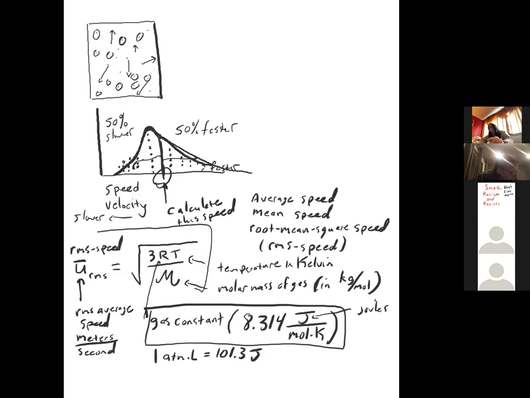There are a couple of details about this equation you need to be really careful with. One is the molar mass needs to be in kilograms per mole, and the gas constant needs to be 8.314 joules per mole Kelvin. And then that pretty much will give you the answer. That equation is not that difficult. It's not that complicated. So let me show you. I'm going to write the equation again, but let me show you how we use that equation to do calculations.